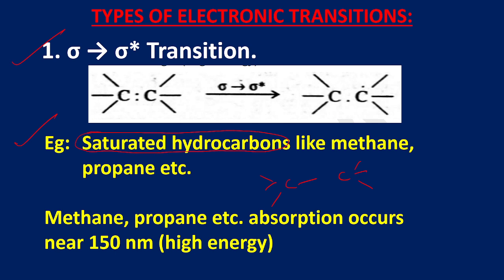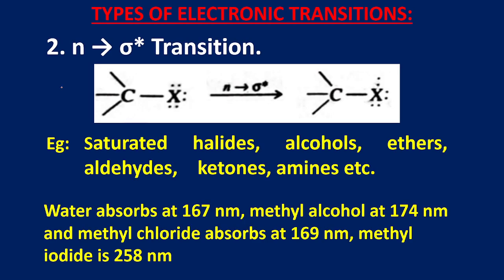Okay, let us see all the transitions, then we will come back again. If you observe the n to sigma star, n means non-bonding electrons, that means lone pairs. See here, this is a lone pair, this is a lone pair, this is a lone pair. So a lone pair on any atom will be excited to sigma star. So these electrons will get excited from the n energy level to the sigma star energy level. Such a transition is called an n to sigma star transition.